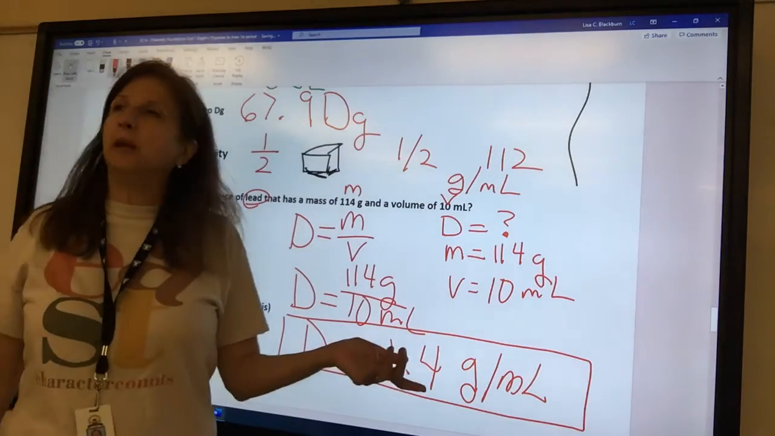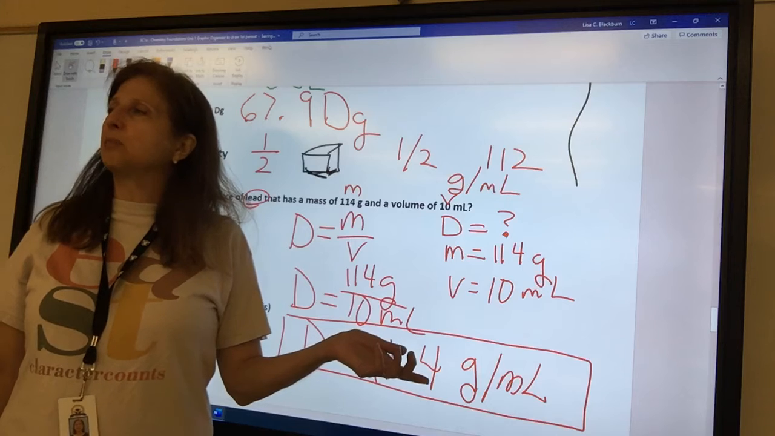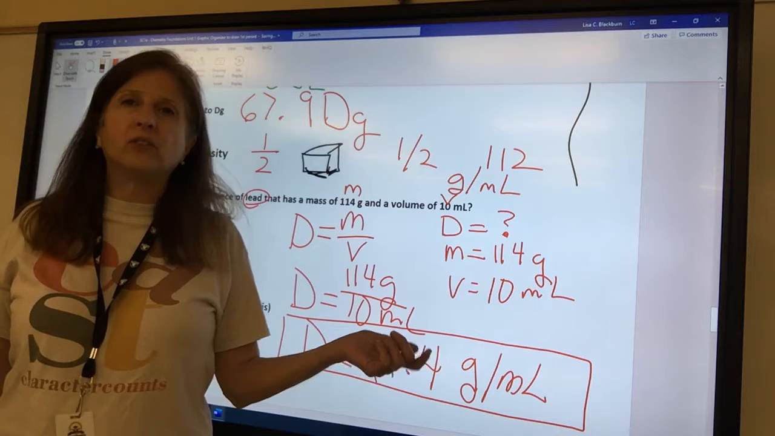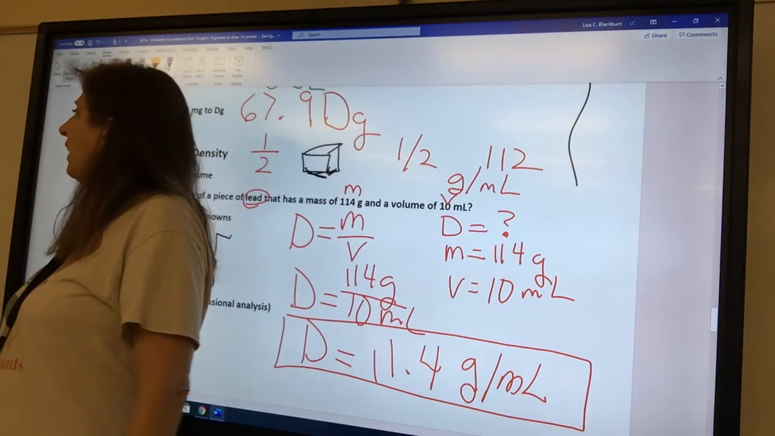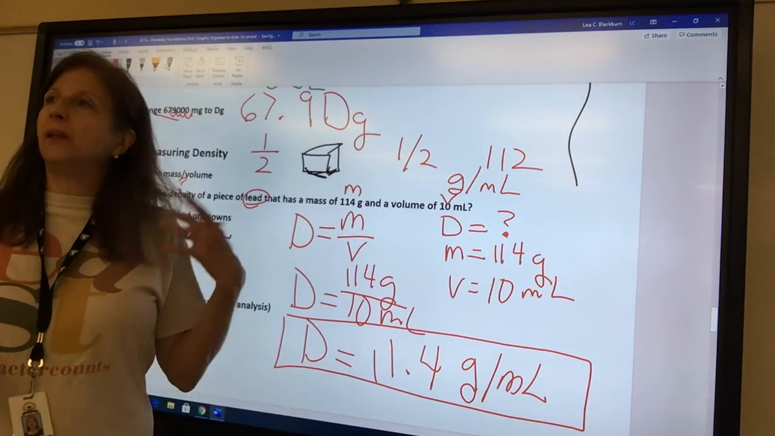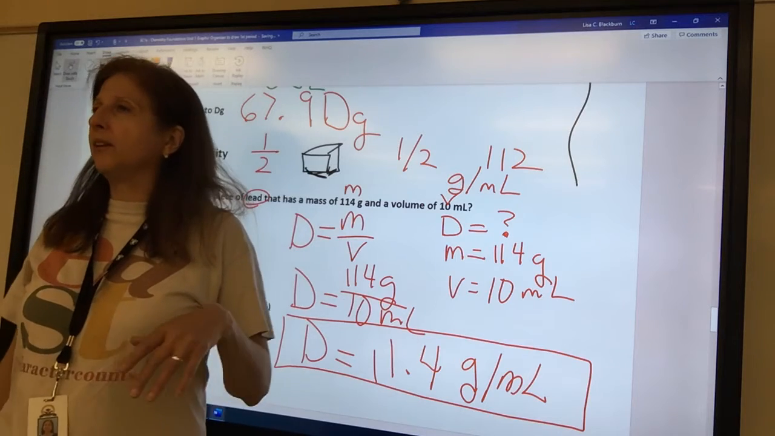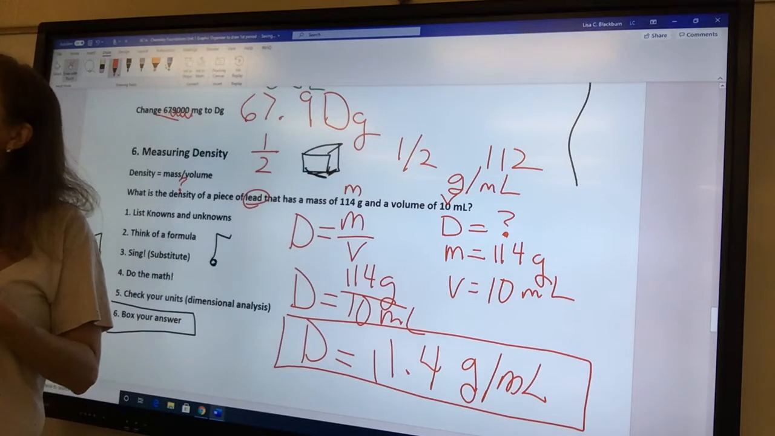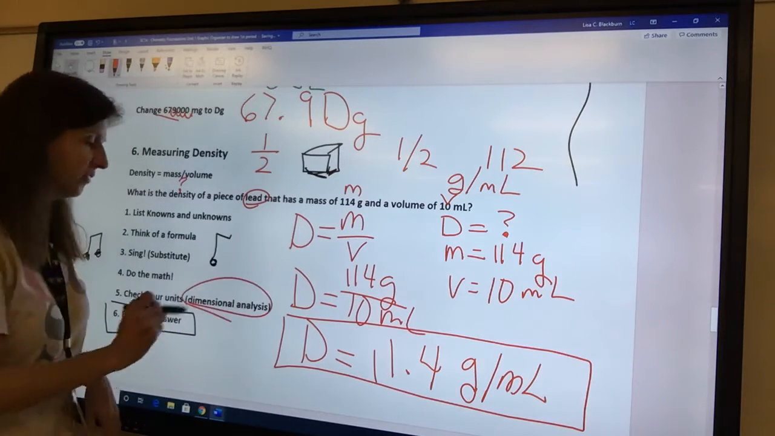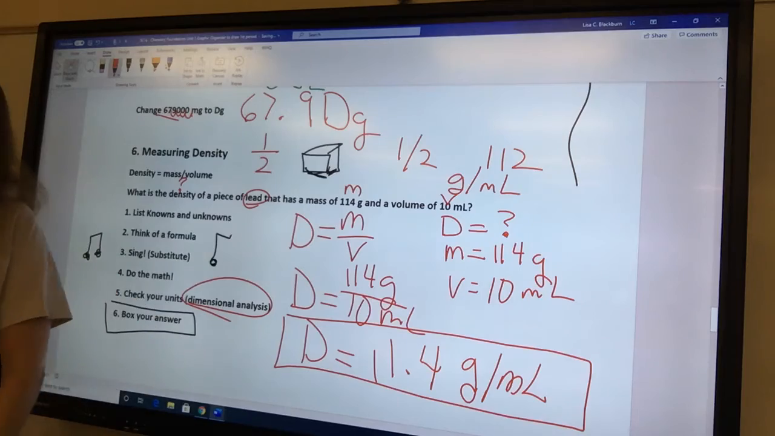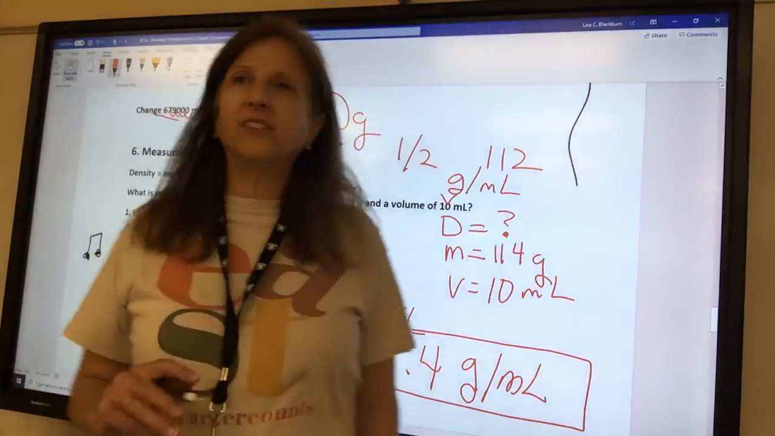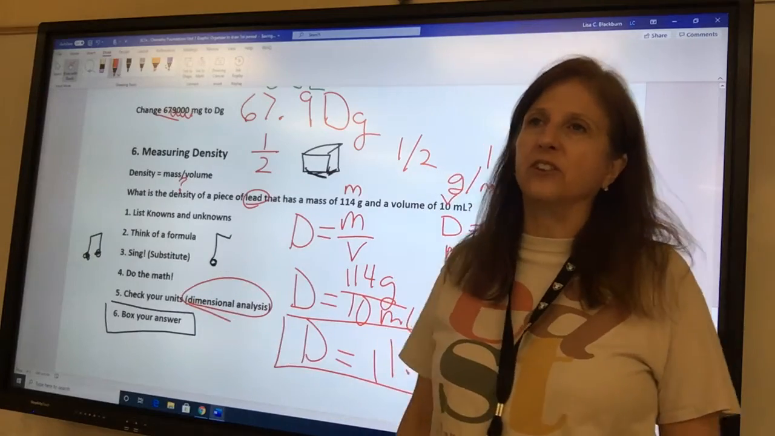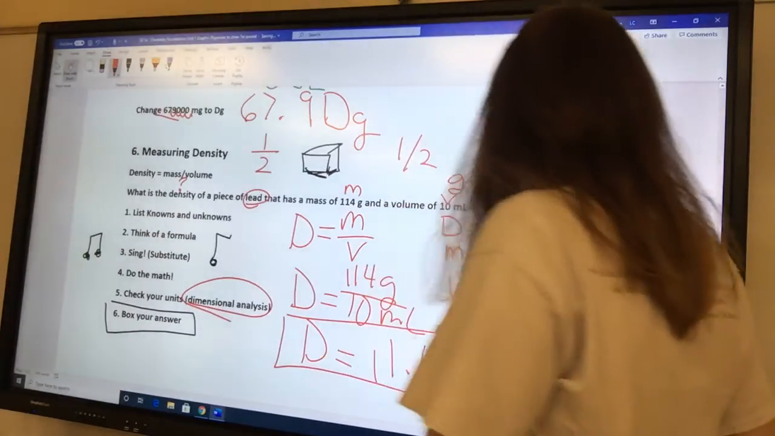If I was doing a speed problem, and instead of getting miles per hour, I got seconds squared times something else, it wouldn't be the right units. I would know I did the speed problem wrong. So checking your units, we have fancy science nerd talk. It's called dimensional analysis. Fancy science nerd talk for checking your units and making sure they make sense is called dimensional analysis.